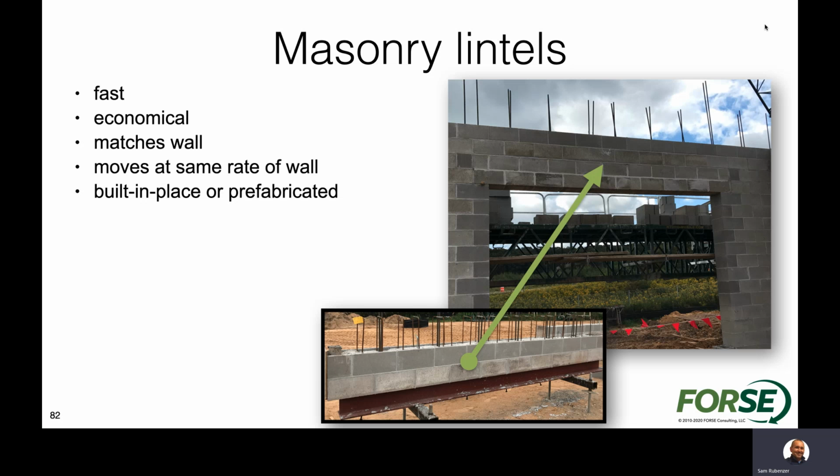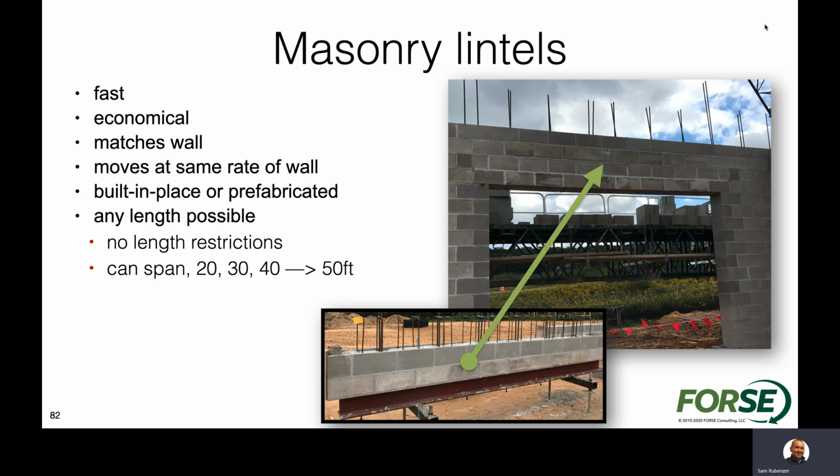And it really is prefabricating masonry lintels that can allow us to solve all of the problems that we were trying to solve with steel, but we have to prefabricate them, and prefabrication is becoming much more commonplace for all different construction materials. So we can see that in masonry that has some huge advantages when we can prefabricate a masonry lintel. Really with masonry lintels, any length is possible. There's really no length restrictions. You can span 20, 30, 40, even up to 50 feet with a masonry lintel.